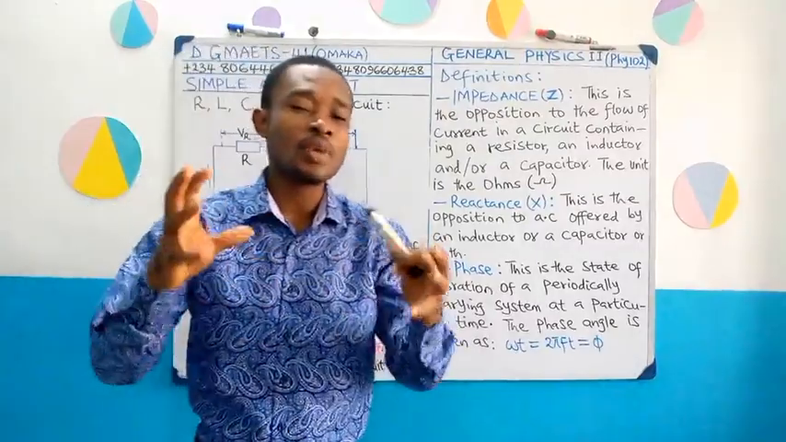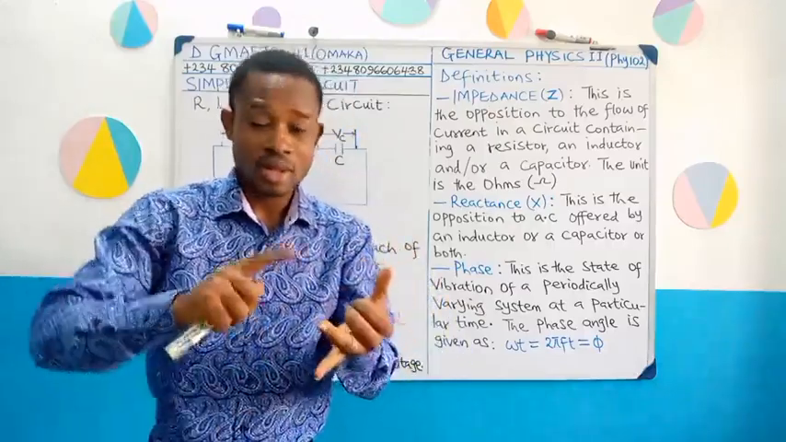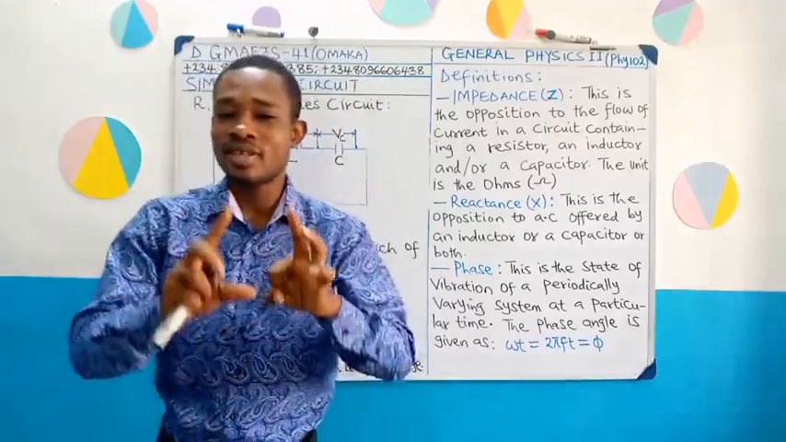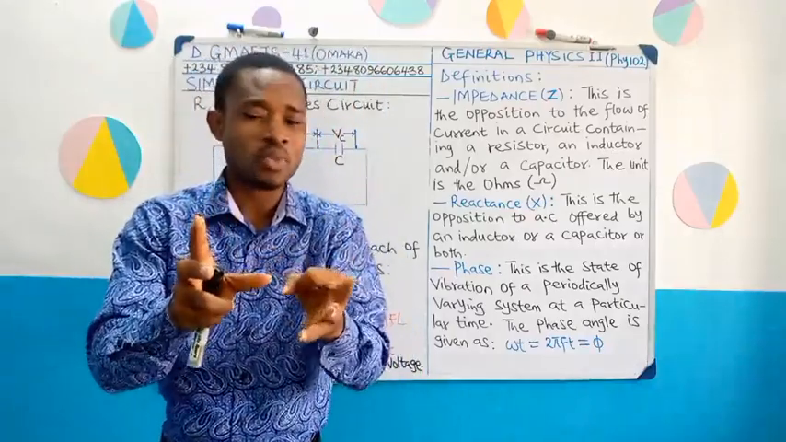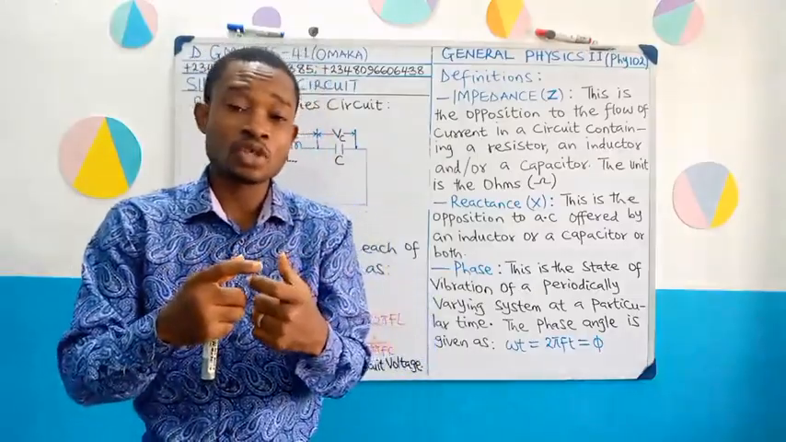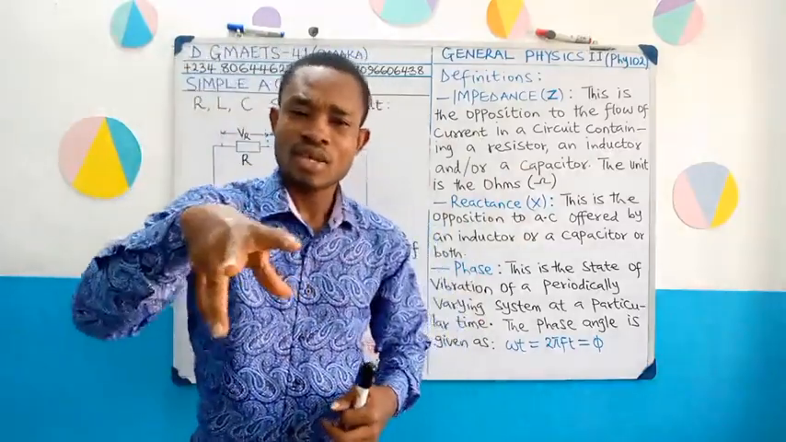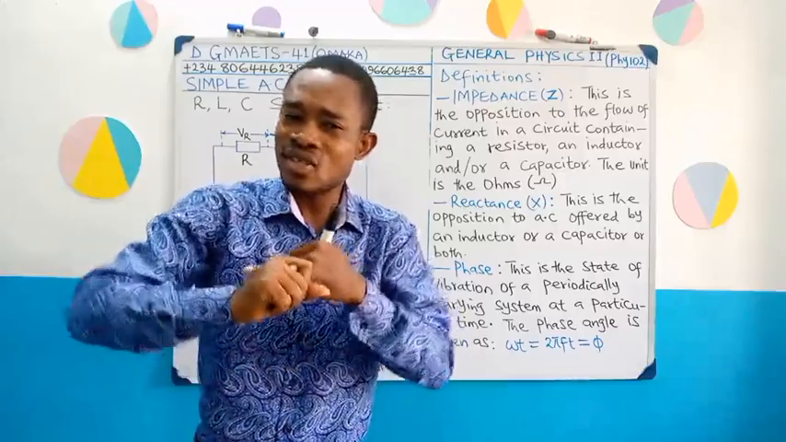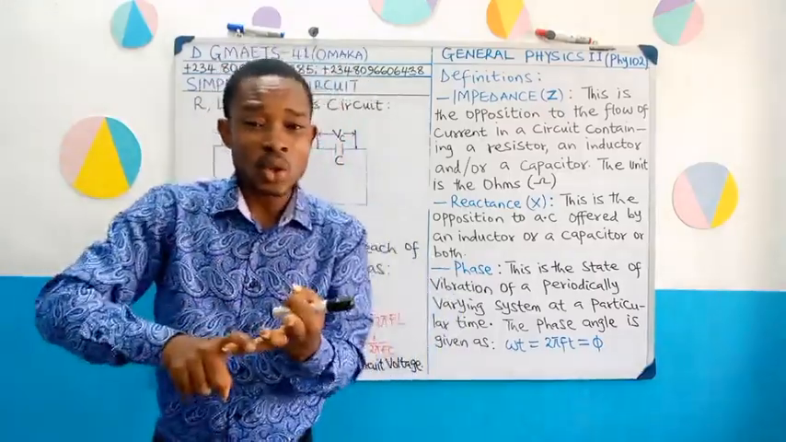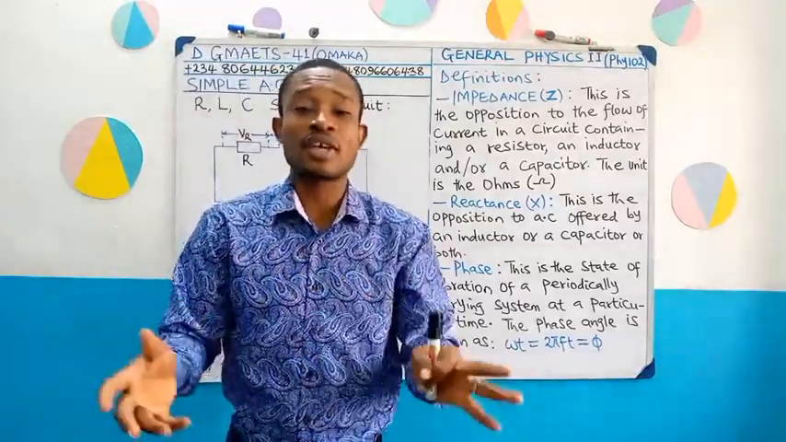Impedance is simply the total opposition to the flow of current in a circuit containing a resistor, an inductor, or a capacitor. Please, this definition is quite important. We approach the definition saying that impedance is opposition to flow of current, total, overall. Is that okay? Opposition to the flow of current in a circuit that contains either a resistor, inductor, and a capacitor, or a resistor with an inductor in that circuit, or a resistor with a capacitor in that circuit.